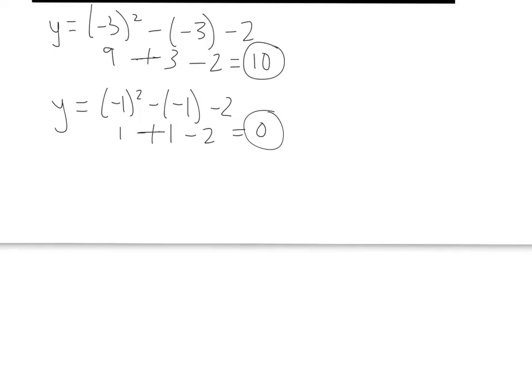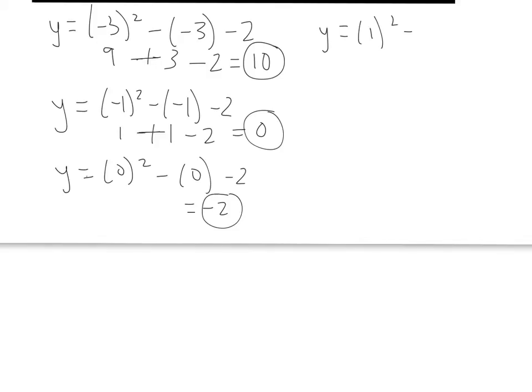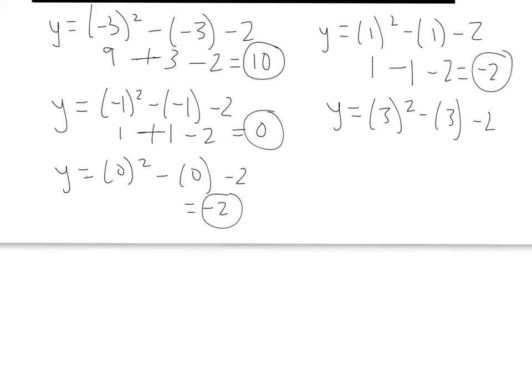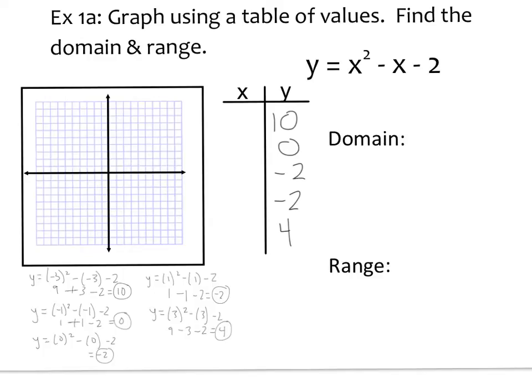Then third, I'll plug in 0 for x, so 0 squared minus 0 minus 2. 0 minus 0 minus 2 is just -2. Now I'll try 1, so y equals 1 squared minus 1 minus 2. So 1 minus 1 minus 2 is -2. And last, y equals 3 squared minus 3 minus 2, and that would be 9 minus 3 minus 2, which is 4. Now I'm going to go back and plug these values into my table. Okay, now I've placed those values into my table, and now I'm going to graph those ordered pairs.